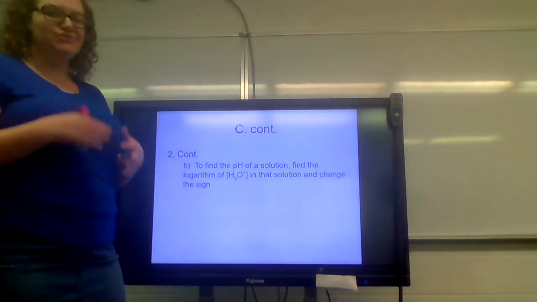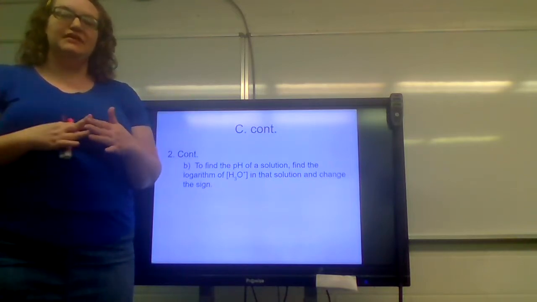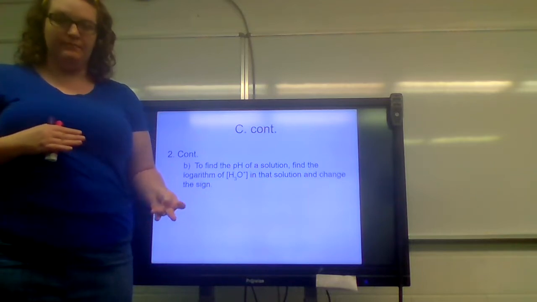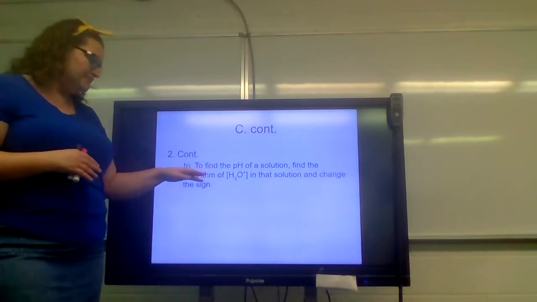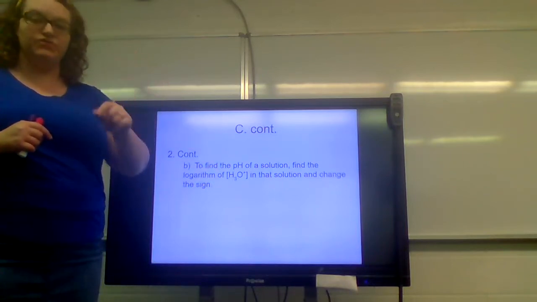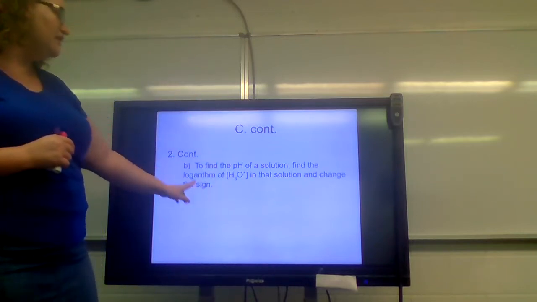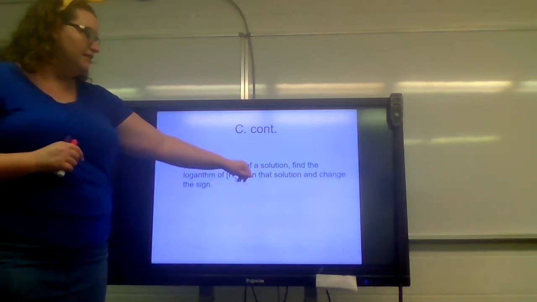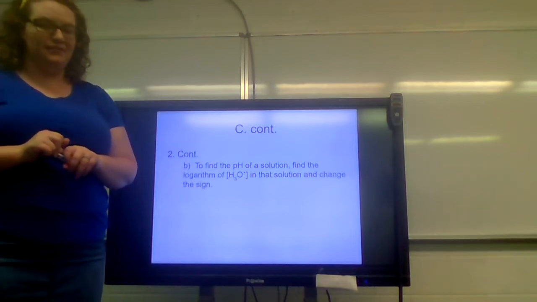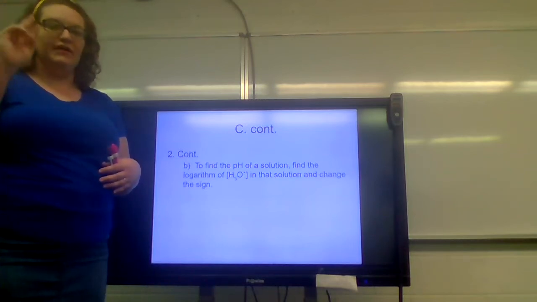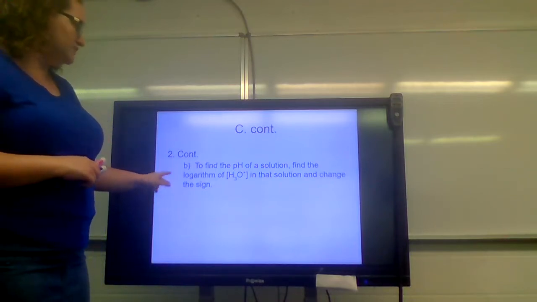So I would encourage you to look at those videos. But logarithm is another way to tell if something is an acid or a base, because it shows you the amount of hydronium ion in the substance. To find the pH of a solution, find the logarithm of the hydronium ion in the solution and change the sign. If you are dealing with a positive, you're going to wind up with a negative, and vice versa.